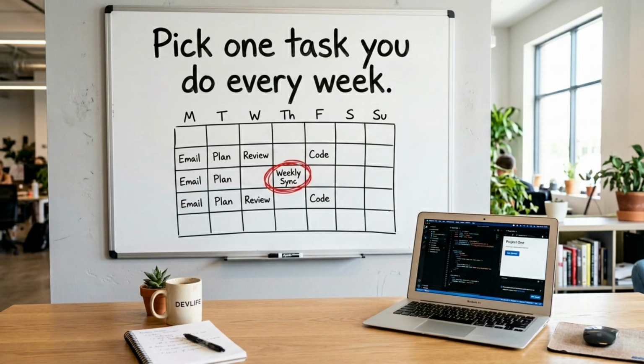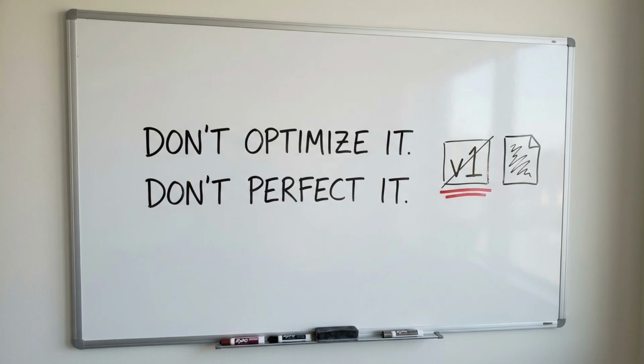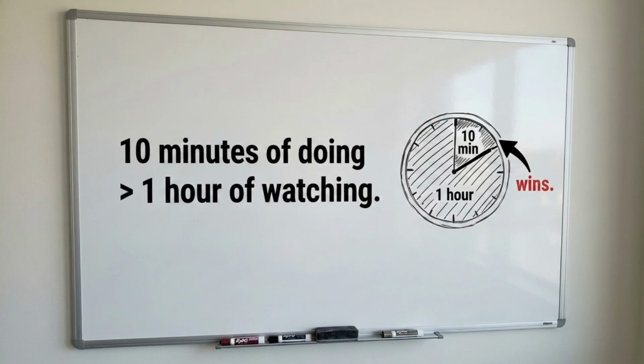Start small. Pick one task you do every single week and let this be the thing that finally takes it off your plate. Before you close this video, pick one task you do every week and build an agent for it. Don't optimize it, don't perfect it, just build version 1. You'll learn more in 10 minutes of doing than an hour of watching.